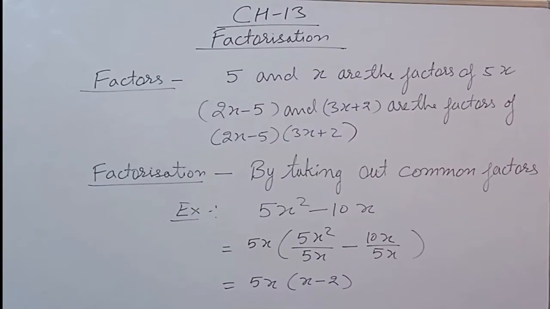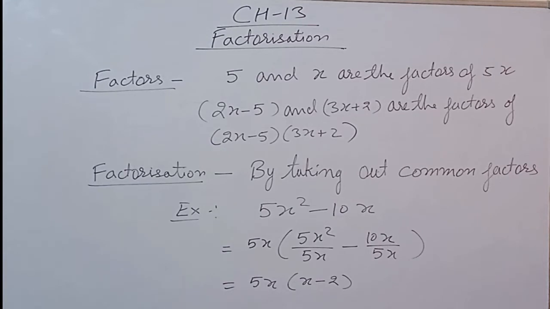Children, today we will study chapter 13, factorization. First we will know about the factors. 5 and x are the factors of 5x. Similarly, 2x minus 5 and 3x plus 2 are the factors of the product (2x minus 5)(3x plus 2). Now we will know how to factorize the given polynomials.